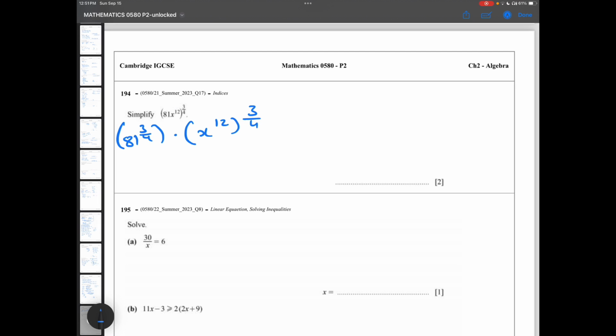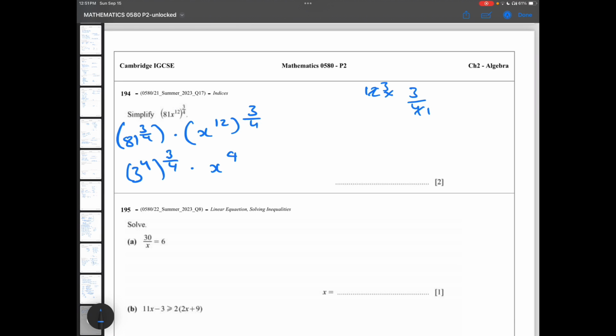81 means 3 to the power 4. I will write 3 to the power 4 instead of 81. And we have power 3/4 on x to the power 12. So according to the law of indices, when we have power on power, we multiply the powers. 12 multiplied by 3/4, the 4 gets cancelled, 12 becomes 3, 3 into 3 is 9. So x to the power 9.